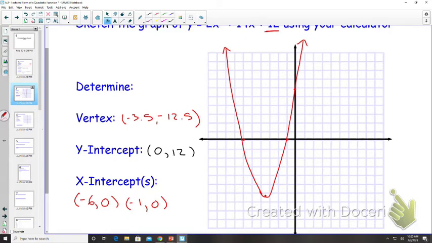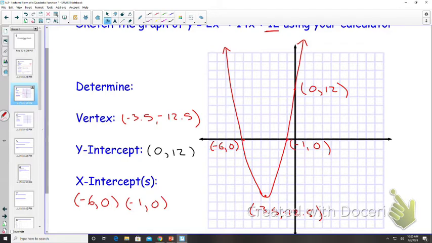Now, when you guys are doing this, you should label your points of interest right on the graph: negative 6 and 0, negative 1 and 0. It's just good practice. Negative 3.5, negative 12.5. And then our y-intercept is 0 and 12. Okay?